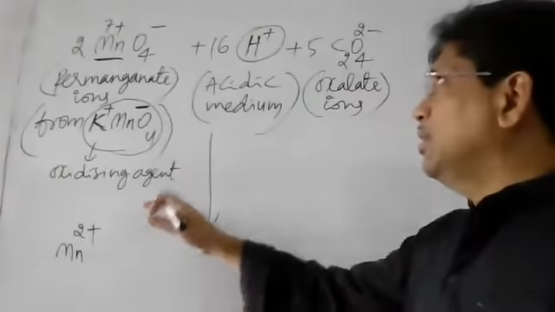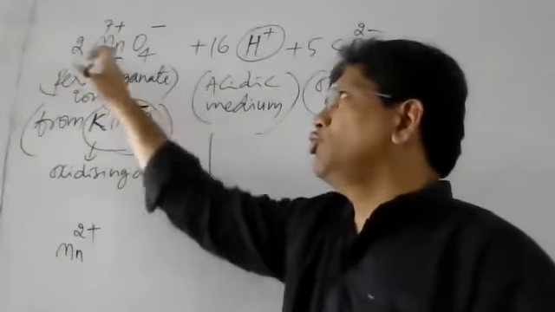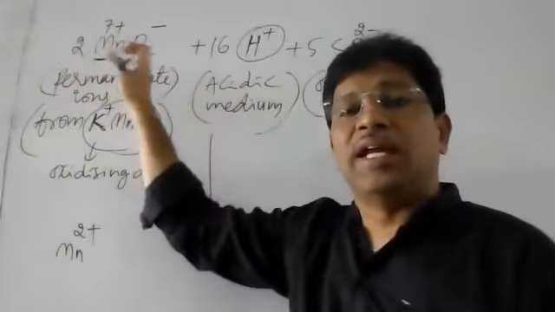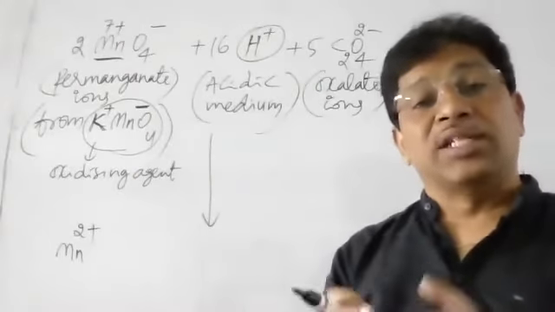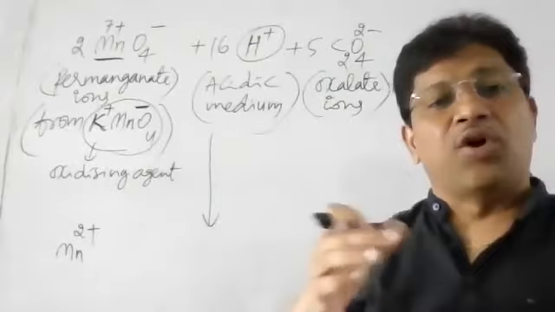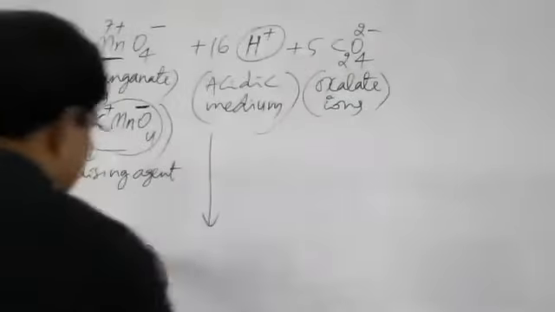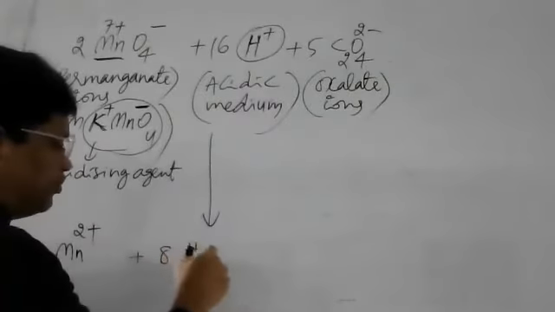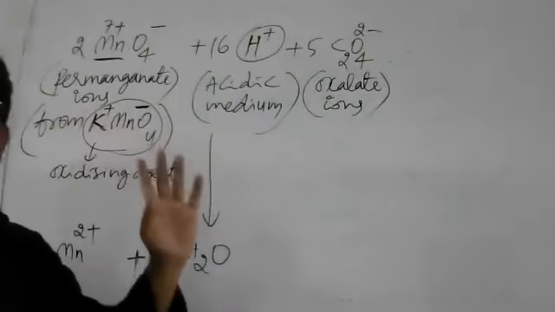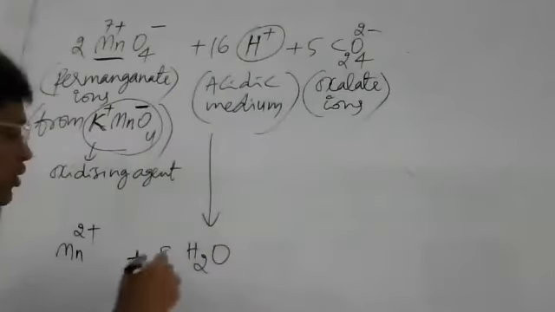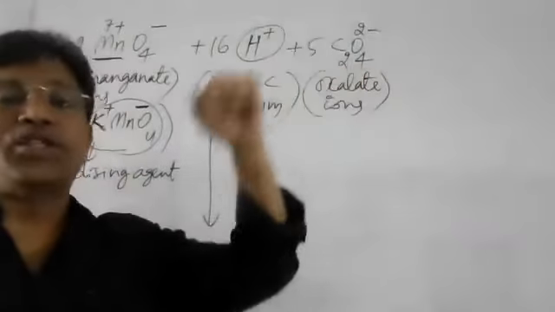Okay, next, see here. These 16 H plus ions will take 8 oxygen atoms here. 2 into 4, how many oxygens? 8 oxygen atoms there, which are taken up by 16 H plus ions. So 16 H plus ions will take up 8 oxygen atoms to give 8 H2O molecules. So 8 H2O is produced.